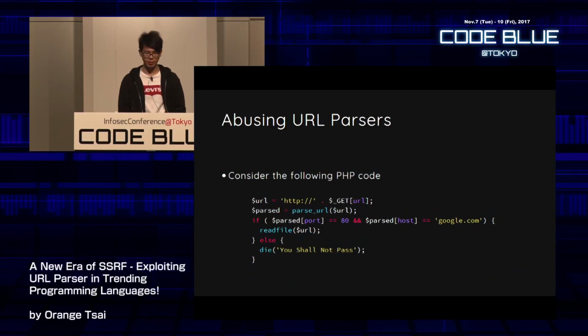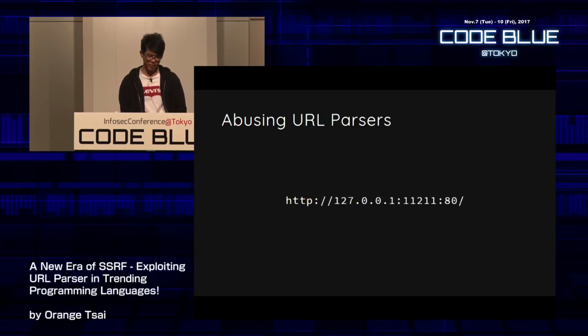Consider the following code in PHP. The code simply fetches the user-provided URL. In order to prevent SSRF, developers use the function parse_url to check whether the host and port are valid or not. So if you provide 127.0.0.1 and port 81, you will not pass the check. But how about this URL?